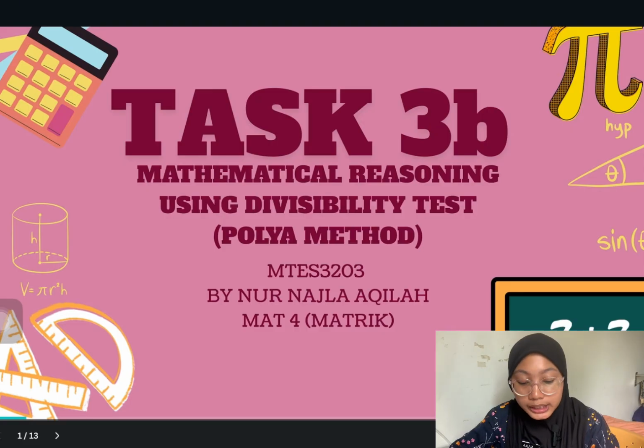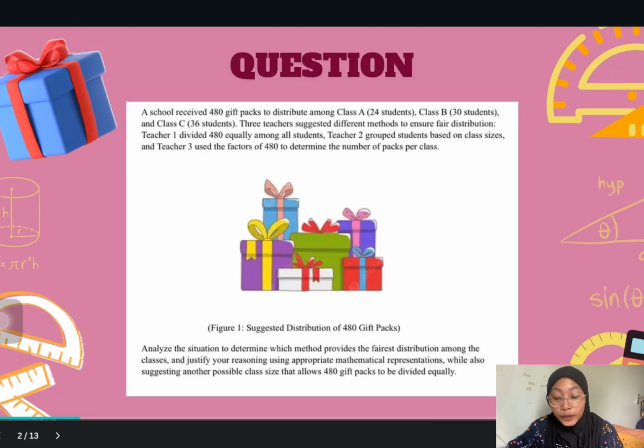Okay, we move to the next slide. The next slide is the question. The given question is: a school received 480 gift bags to distribute among Class A with 24 students, Class B with 30 students, and Class C with 36 students. Three teachers suggest different methods to ensure fair distribution. Teacher 1 divides 480 equally among all students. Teacher 2 groups students based on class size. And Teacher 3 uses the factors of 480 to determine the number of bags per class.